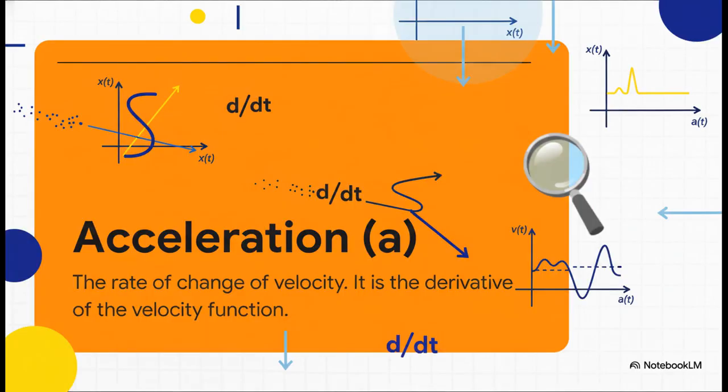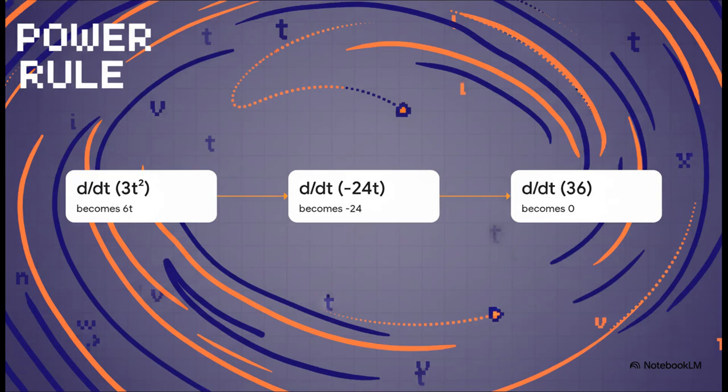And there's a really cool symmetry here. Just like velocity is the derivative of position, acceleration is the derivative of velocity. It just tells us how fast the velocity itself is changing. So to find our acceleration equation, we're going to do the exact same thing we did before. Take the derivative, but this time we'll do it to our velocity equation. We take our velocity equation that we found, and we apply that same power rule all over again.